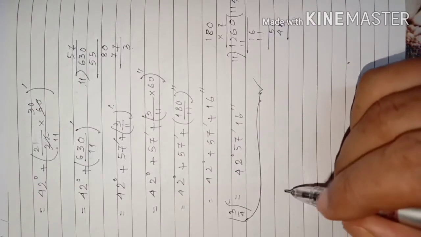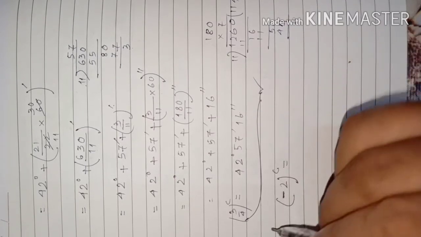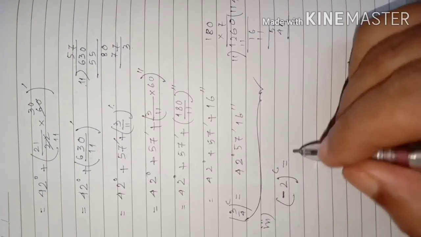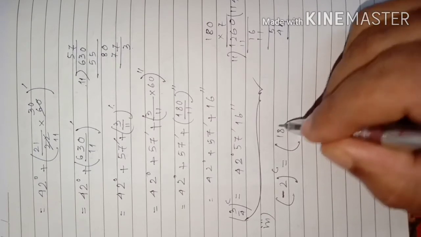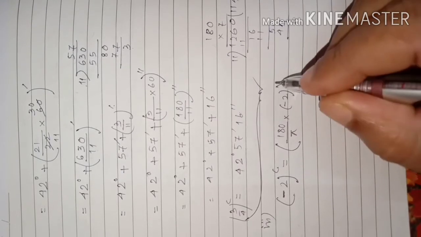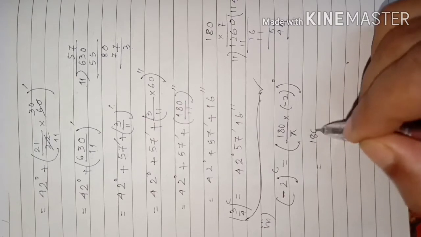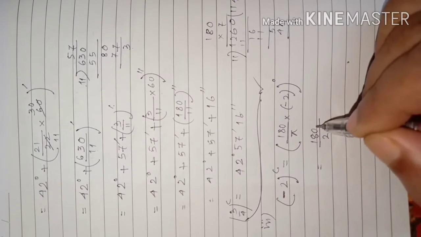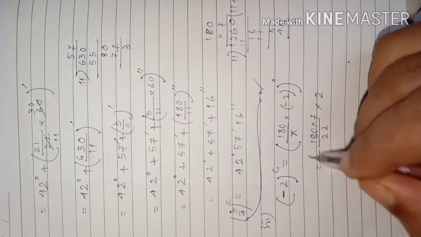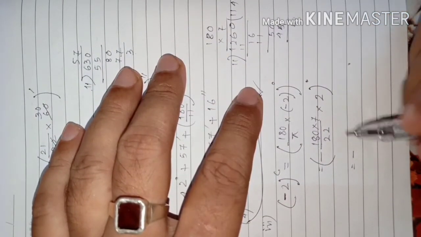Next question is minus 2 radian. When we convert this into degrees, we will multiply by 180 by pi into minus 2. That is degrees. Now, pi is 22 by 7, so 180 by 22 by 7, so 7 will be here, into minus 2. So, this many degrees.